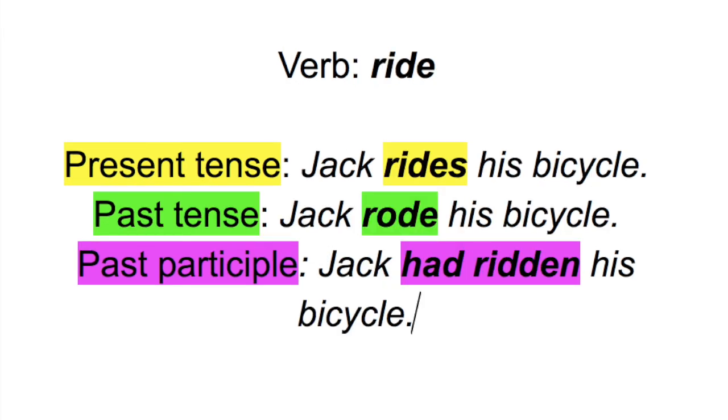All right, let's look at the verb ride. Jack rides his bicycle. Let's look at the past tense. Jack rode his bicycle. Past participle. Jack had ridden his bicycle.